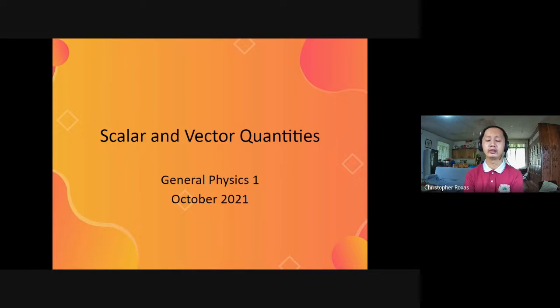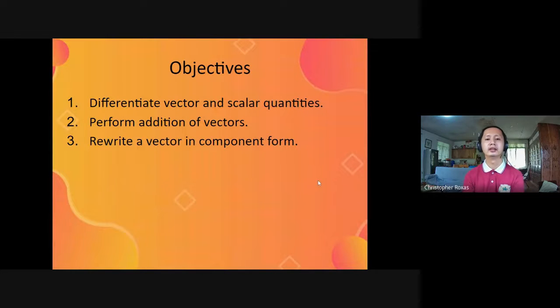For our session today in General Physics 1, we are going to study scalar and vector quantities. These are the objectives of our lesson. First is differentiate vector and scalar quantities. Second, perform addition of vectors. Third, rewrite a vector in component form.